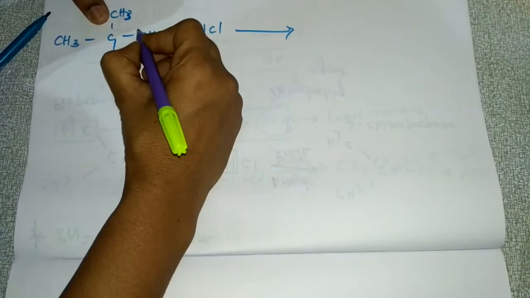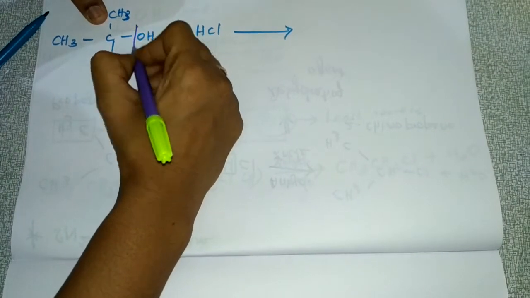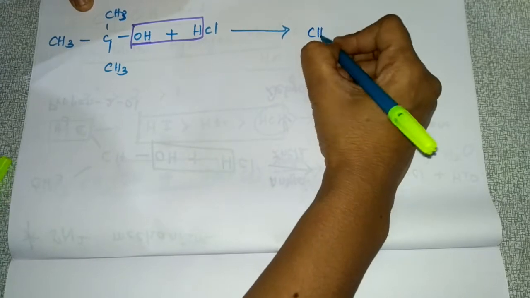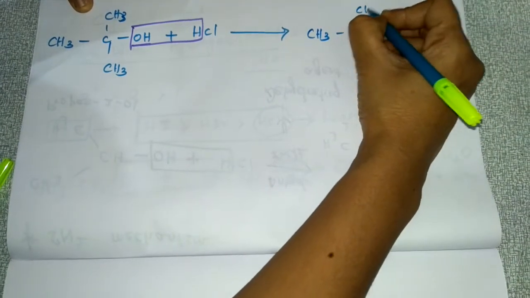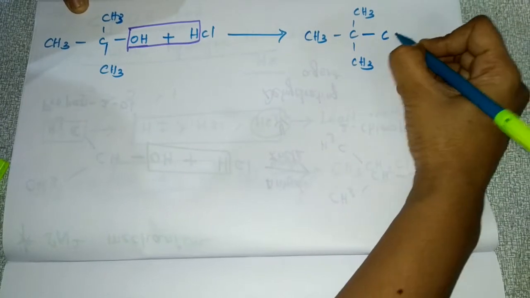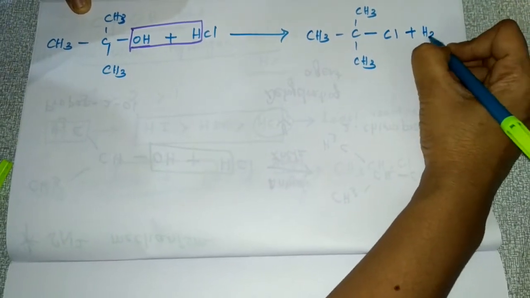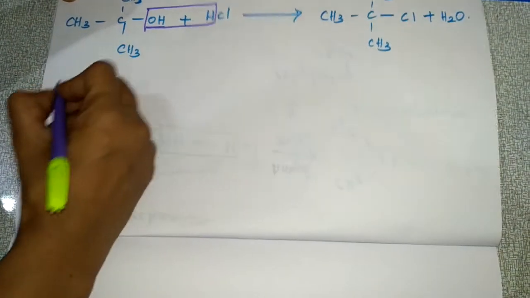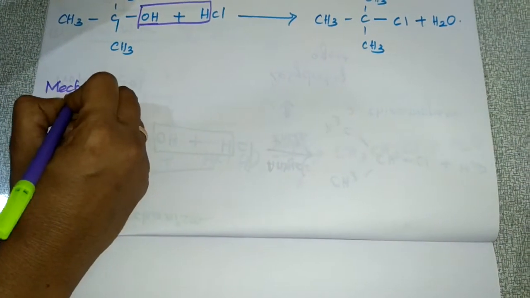So here also the same process happens. H2O will come out and your product will be (CH3)3C-Cl and H2O. For this tertiary alcohol, I'll give you the mechanism.